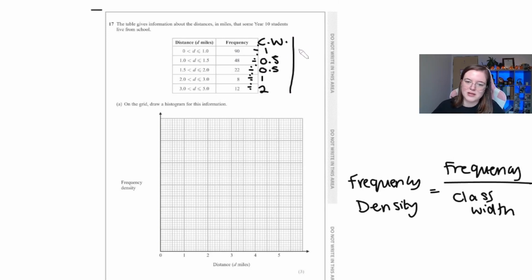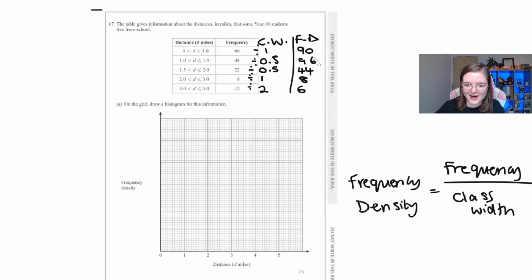So 90 divided by 1 is just 90. That's the frequency density. 48 divided by 0.5, just double it, which is 96. 22 doubled is 44. 8 by 1 is 8. 12 by 2 is 6. Okie dokie. So these are the numbers that we need along here.